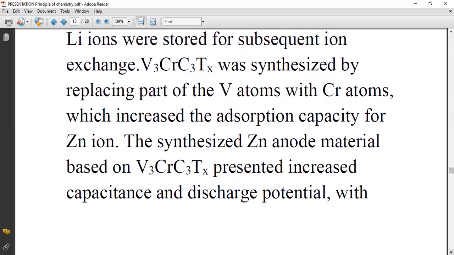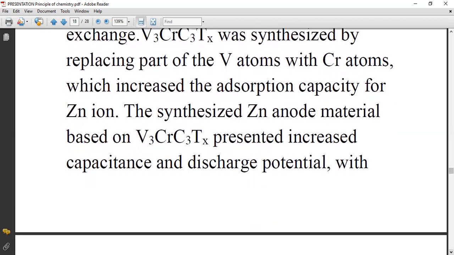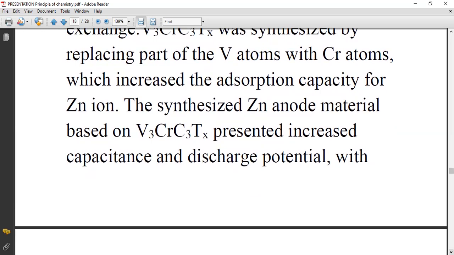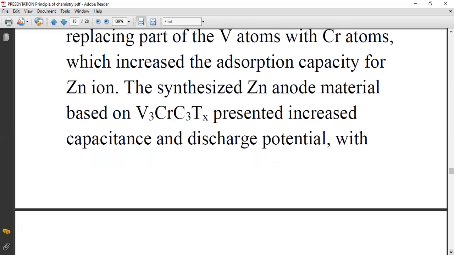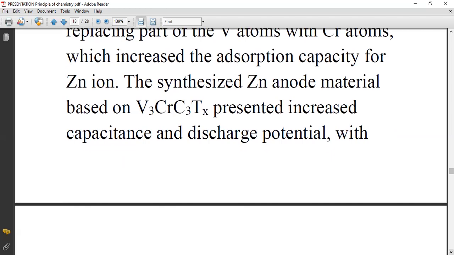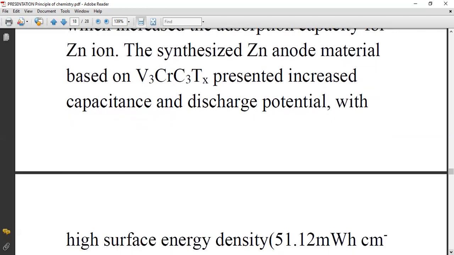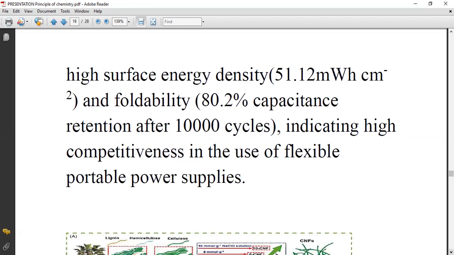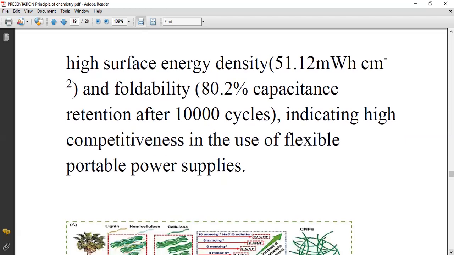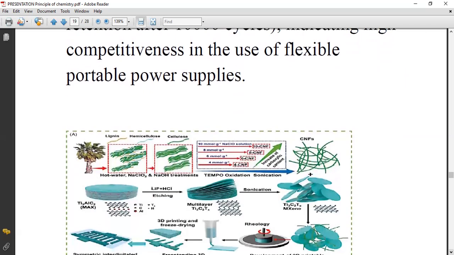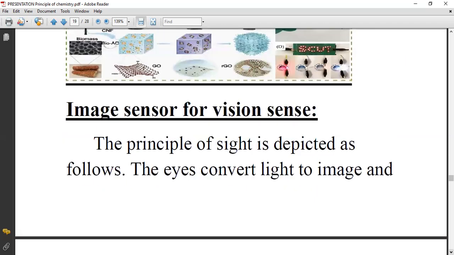V3CrC3Tx was synthesized by replacing part of the V atoms with chromium atoms, which increased the absorption capacity for zinc ions. The synthesized zinc anode material based on MXene presented increased capacitance and discharge potential with high surface charge density and foldability, indicating high compactness in the use of flexible portable power supplies.